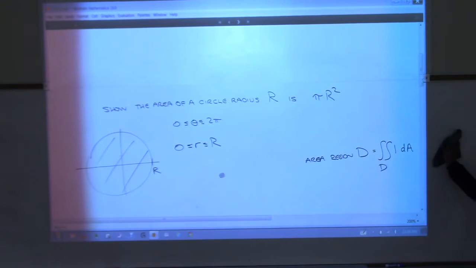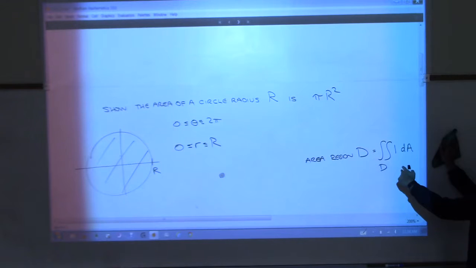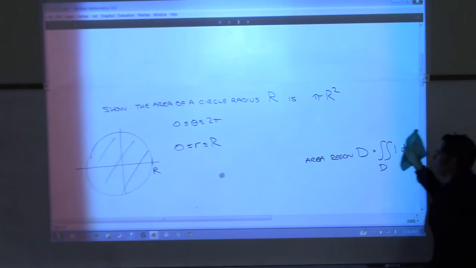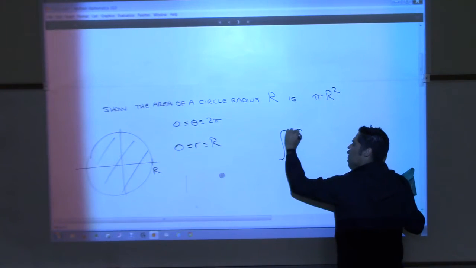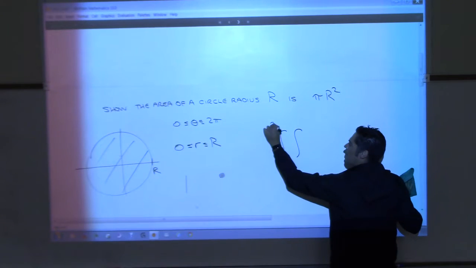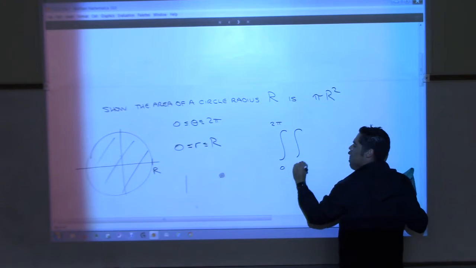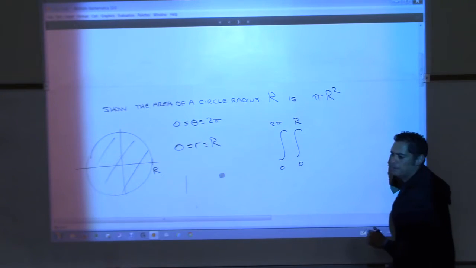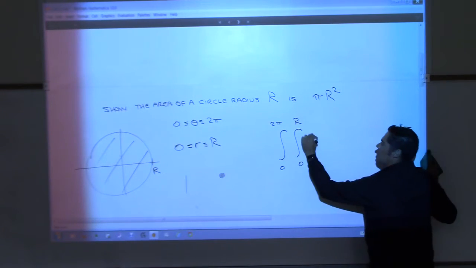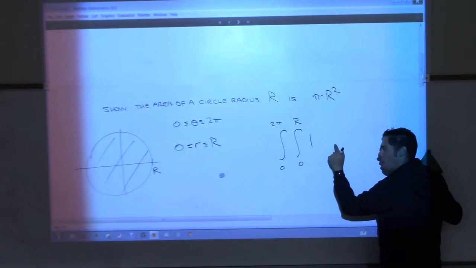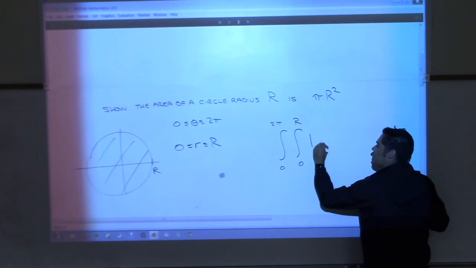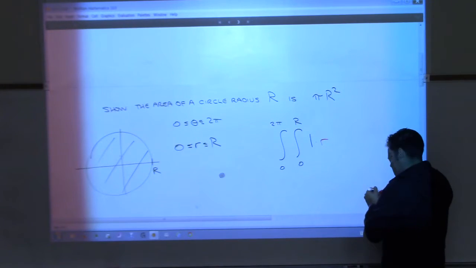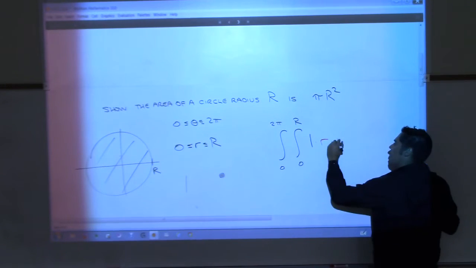Yeah? Okay, let's set up this double integral. But I'm doing it in polar. So I'm going to go integral, let's go 0 to 2 pi. Let's go 0 to capital R. And what am I integrating? 1. And then R, good. R because I'm doing polar, right? R, and then dr d theta.